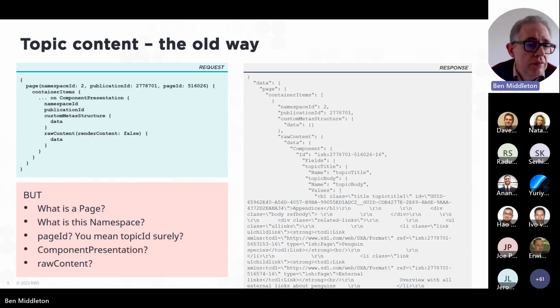So just as an example, this was a typical GraphQL query to get content out of Docs from our content service using GraphQL. And as you can see in the example here, we're talking about pages, not topics. We're talking about namespaces, which, again, what does that mean to a Docs customer? We're talking about component presentations, which very much is a Sites concept, and various other bits in here that don't lead neatly to how a user of this API would want to get that content.